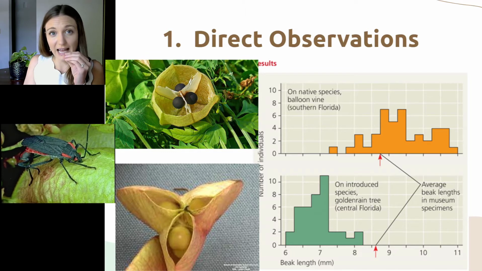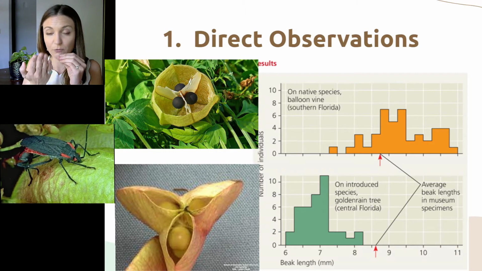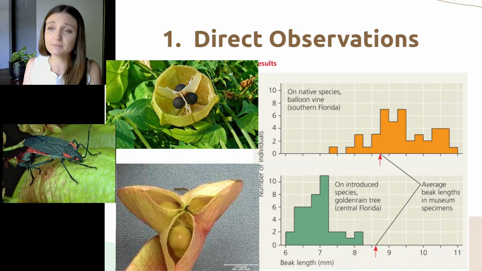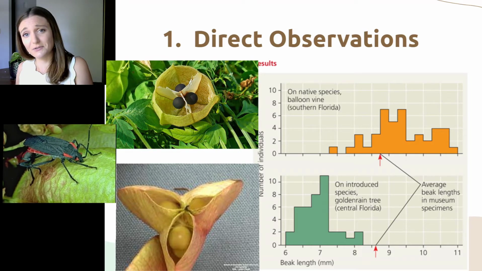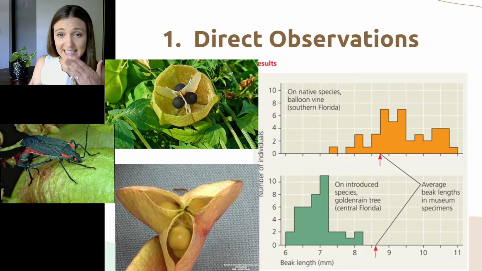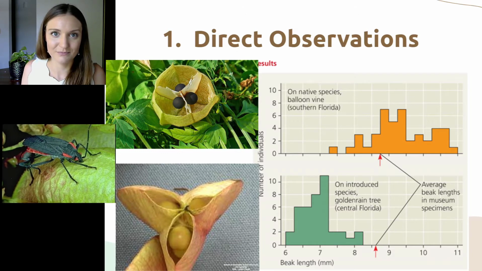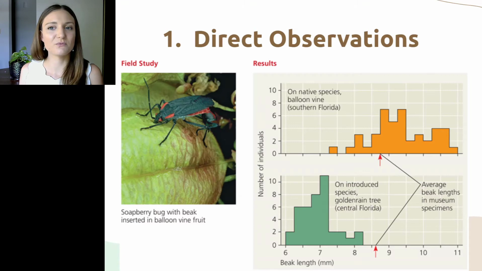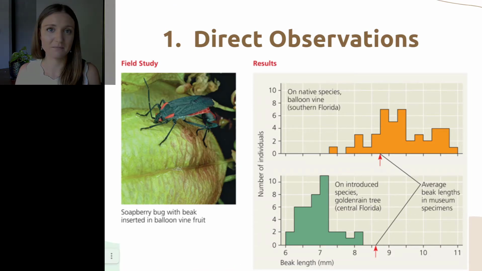So those individuals that had slightly shorter beaks were able to feed on this introduced species, the golden rain tree, better than those that had a longer beak. Okay, so with a shorter beak, you're more likely to get the seeds out of the golden rain tree, which means you're more likely to reproduce, because you have greater access to resources. Just one example of how we study evolution occurring, natural selection occurring in species alive today.